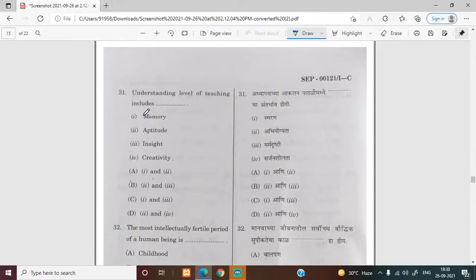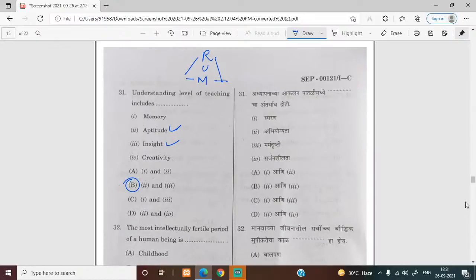Understanding level of teaching includes memory, aptitude, insight, or creativity. Question number 31. This is a teaching aptitude question, students. There are three levels: memory level, understanding level, and reflective level. These are different levels of teaching. The right answer here is aptitude and insight. It comes under understanding level. Option B is the right answer.